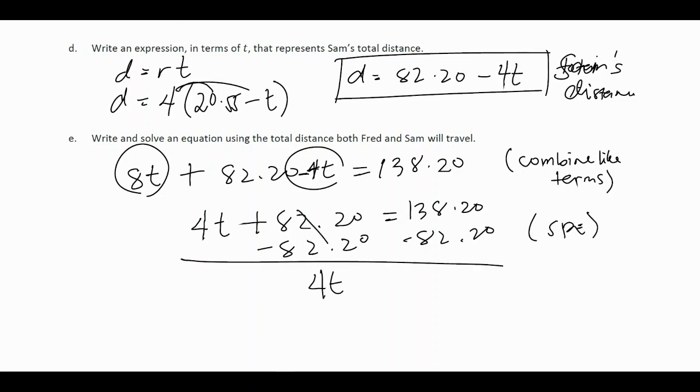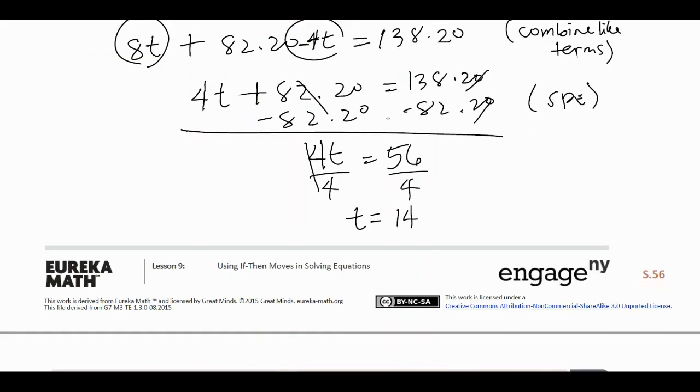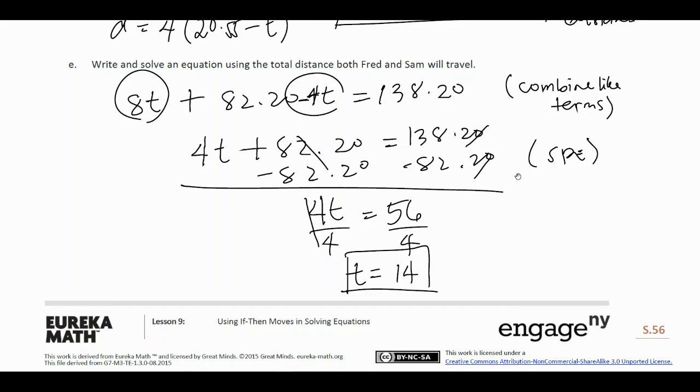We got 4t is equal to, we cancel the 20, 138 minus 82 is 56. We divide both sides by 4. t is equal to 14. So that is just the total number of hours of Fred.